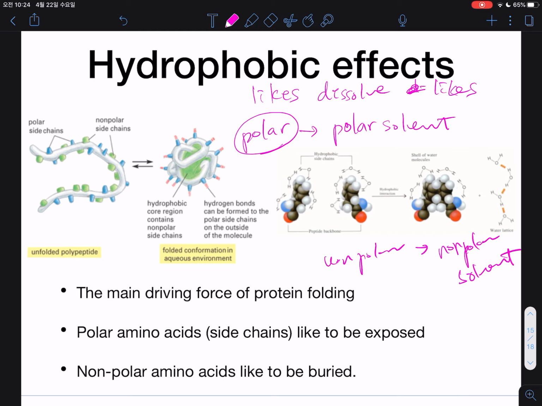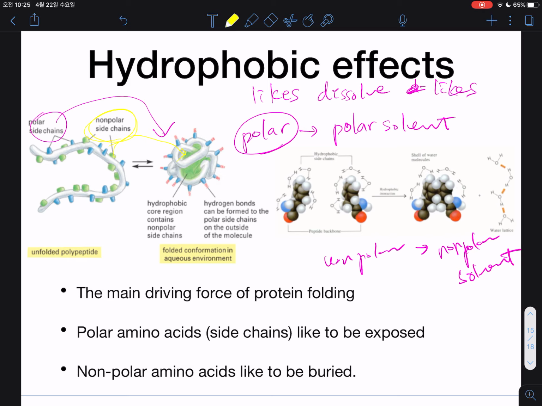But usually a protein is solvated in water, right? Your body mainly consists of water, right? But as we mentioned before, some amino acids are non-polar and some amino acids are polar. So the polar side chains like to be exposed to the solvent, but non-polar side chains like to be buried inside the protein, right? That's one of the main driving forces of protein folding.